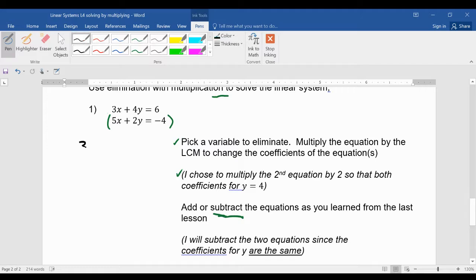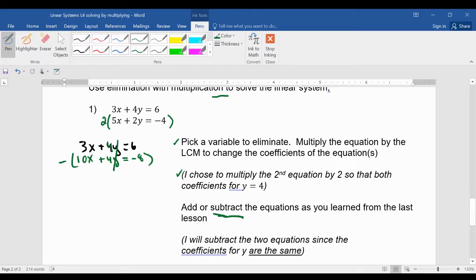I'll start by rewriting the top equation, 3x plus 4y is equal to 6. I will multiply the bottom equation by 2, being sure to distribute that 2 to all three terms along the way. So 2 times 5x is 10x, plus 2 times 2y is plus 4y, is equal to 2 times negative 4, which is negative 8. And here's the position I want to be in, where my coefficients are now the same. And I can just proceed with subtracting the two equations, eliminating my y term as a result.